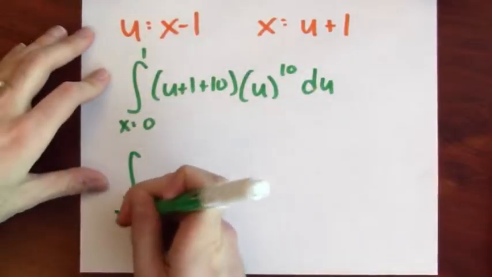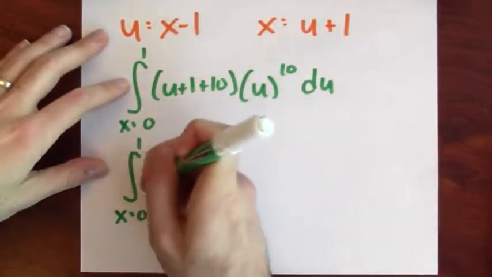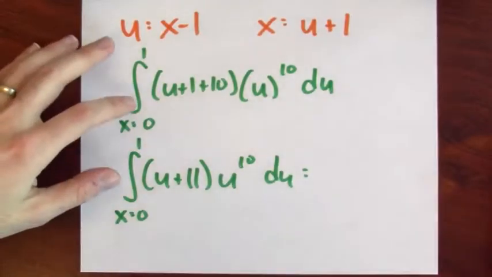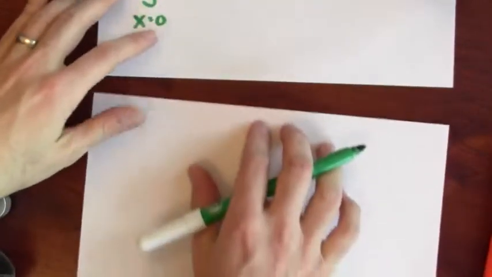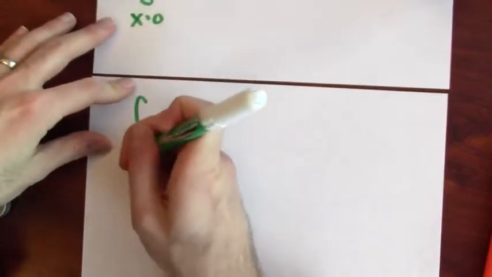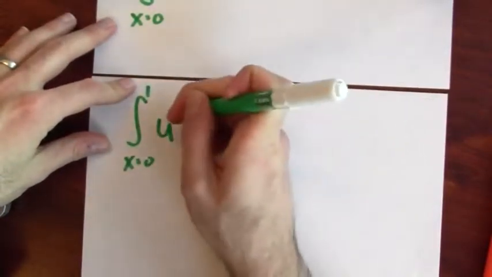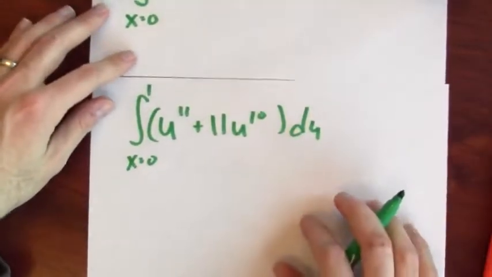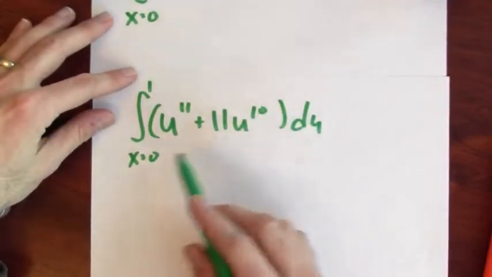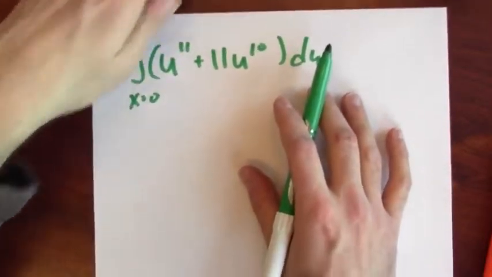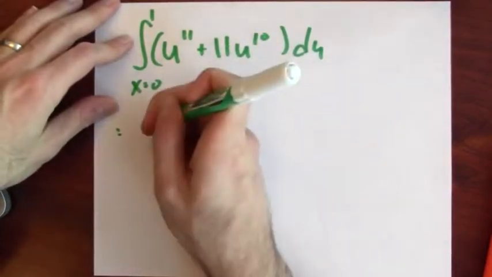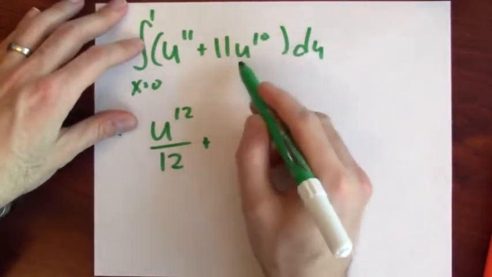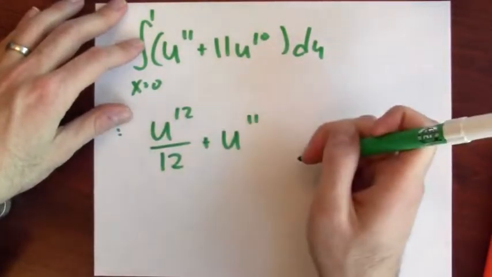So this is the integral from 0 to 1 of u plus 11 times u to the 10th du. I could expand this, and that's the same as the integral of u to the 11th plus 11 u to the 10th du. But now this is just asking me to anti-differentiate a polynomial, which I can definitely do. This is u to the 12th over 12 plus, what's an antiderivative of 11 u to the 10th? It's just u to the 11th.